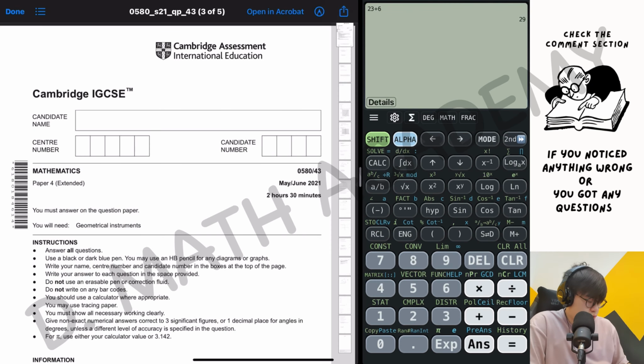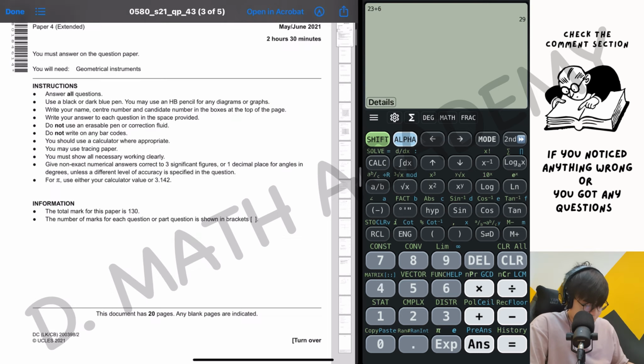So we are now doing our May June 2021 set 43 here. So this is our paper 4.